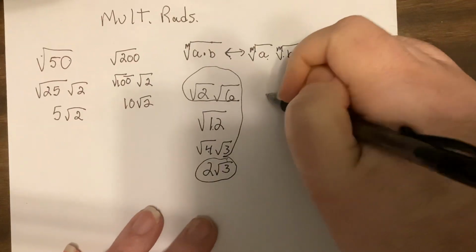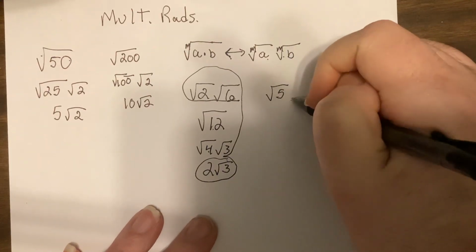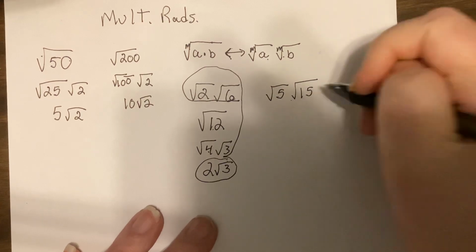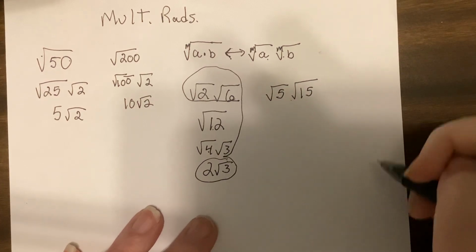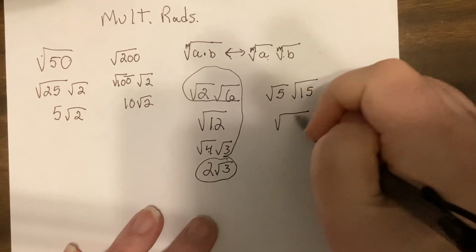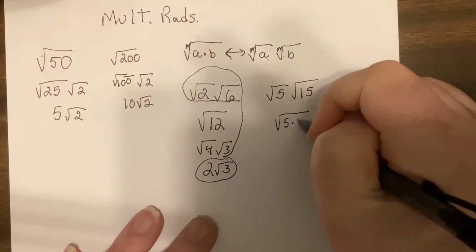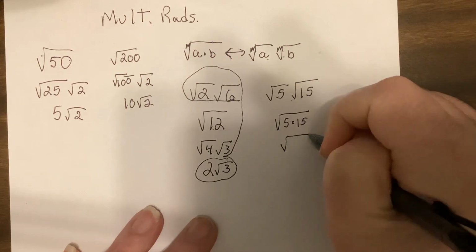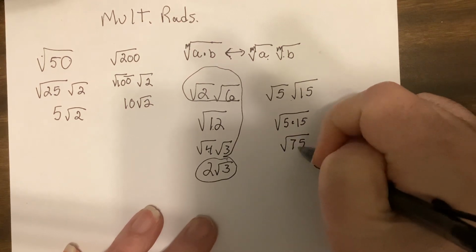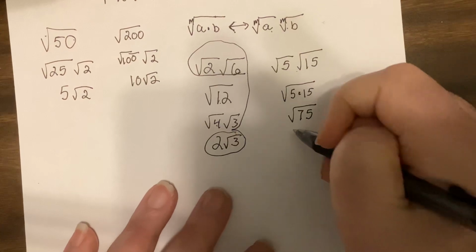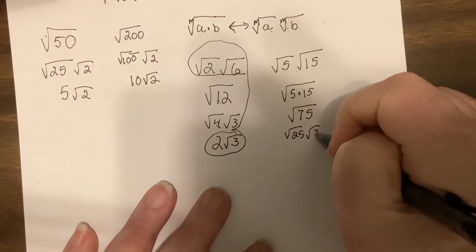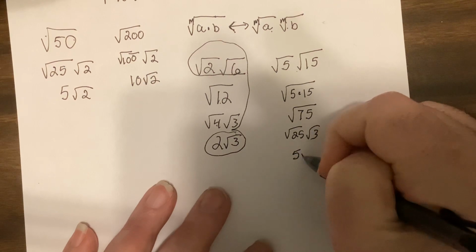So if I had square root of 5 times the square root of 15, you would say, okay, that'd be the square root of 5 times 15. Last time I write this step down. So that's the square root of 75. Then 75 I can simplify to 25 and 3. So it'd be 5 square root of 3.